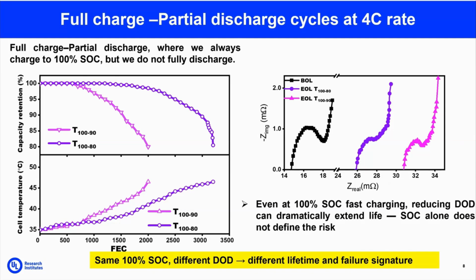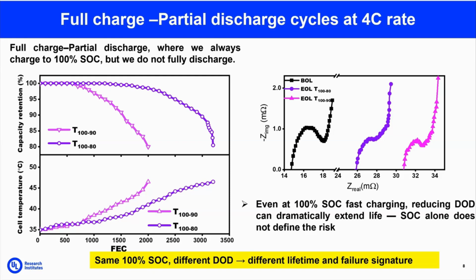In both cases, 80 and 90 DOD operation at the same SOC condition, the cycle life was enhanced by almost 1.2 times or more. And the behavior of the cell temperature rise at the end of life is also clearly indicating that the aging mechanisms involved in these two conditions are different.